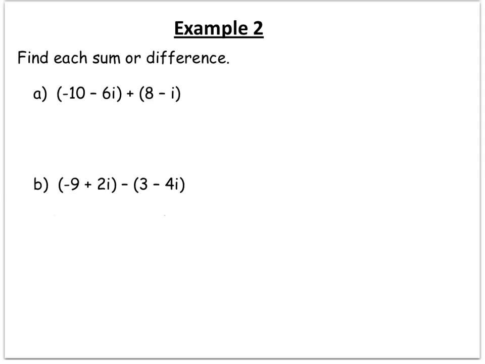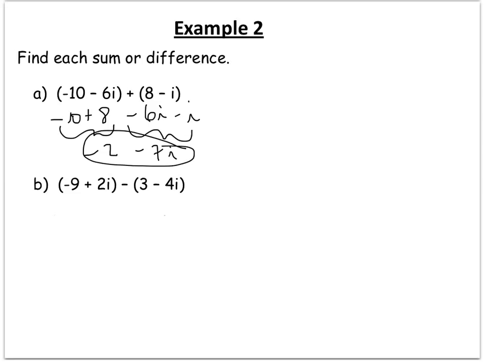So I have negative 10 plus 8, negative 6i minus i. So I just group them. Negative 10 plus 8 is a negative 2. Negative 6i minus i is a negative 7i. And that's how I'd work with them.